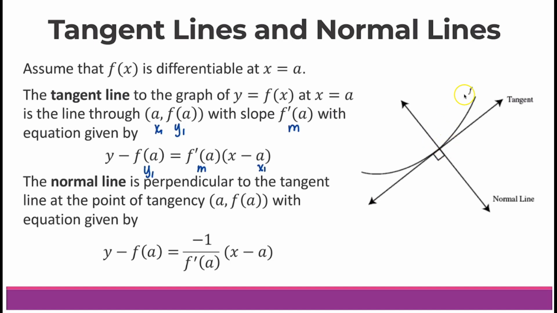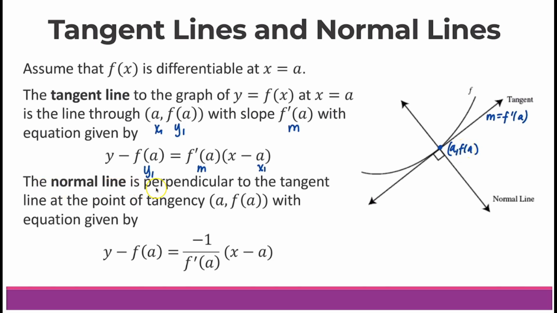So here, let's go ahead and take a look at this curve f of x. The point of tangency, we're told, is (a, f of a), and then the slope of the tangent line m is f prime of a. So that tangent line just sort of grazes the surface of the curve at the point of tangency.